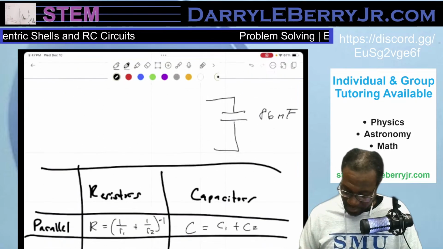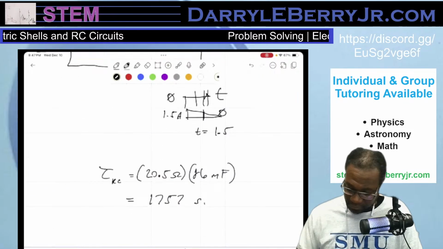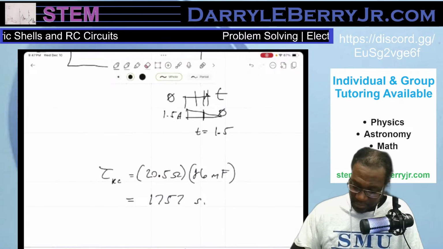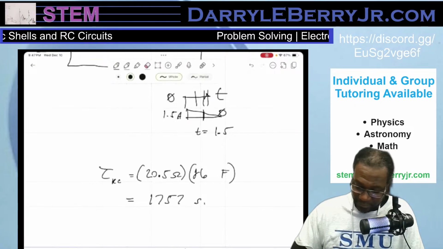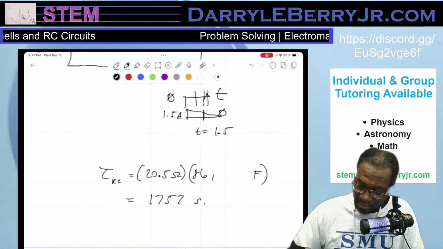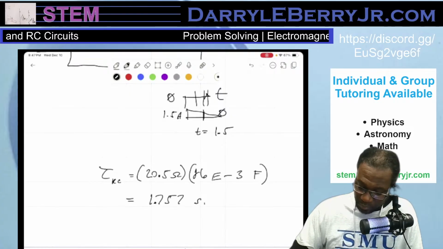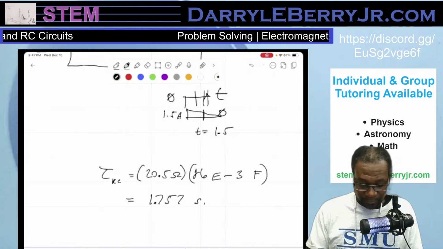Oh my gosh. I see what I did. This is microfarads. I forgot to convert it to micro. That's what I did. Oh my gosh. Newbie mistake. Gotta remember that one for the exam. All right. So this microfarads is going to be e to the negative 6 farads. So that's what I forgot to do. So this will be 1.7.